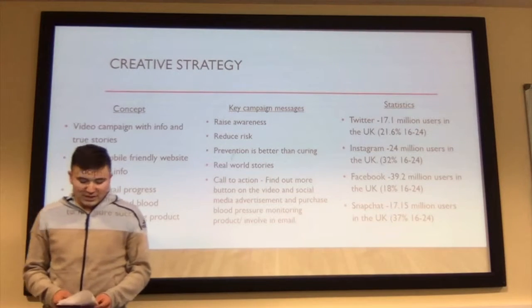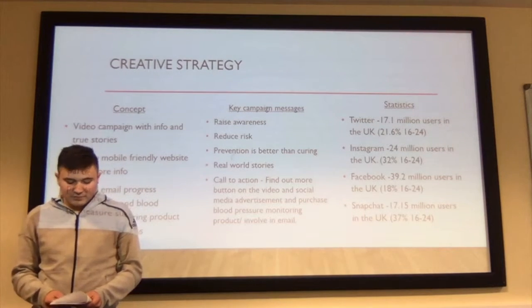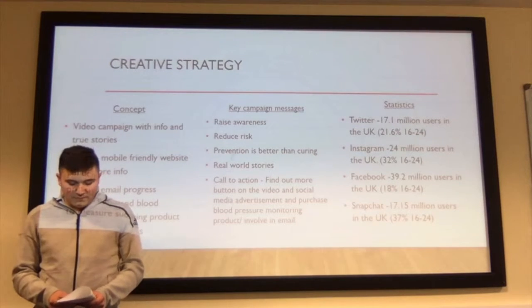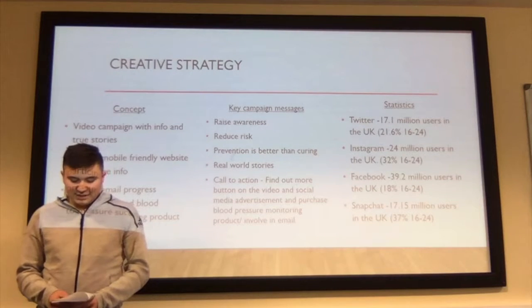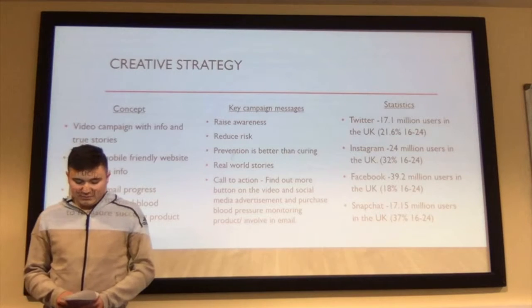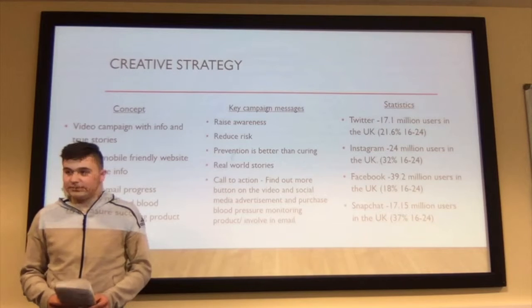Our statistics for social media: on Twitter, we've got 17.1 million users in the UK, of which 21.6% are between 16 and 24. On Instagram, there are 24 million users in the UK, with 32% of them between the ages of 16 and 24. On Facebook, there's 39.2 million users in the UK, with only 18% between the ages of 16 and 24. On Snapchat, there are 17.15 million users in the UK, with 37% of them being between 16 and 24.